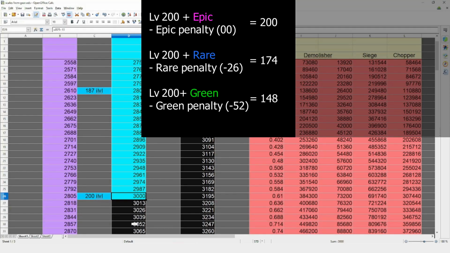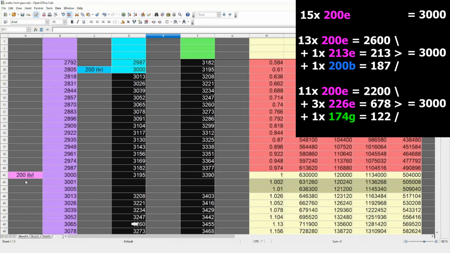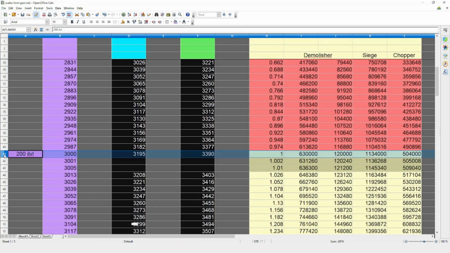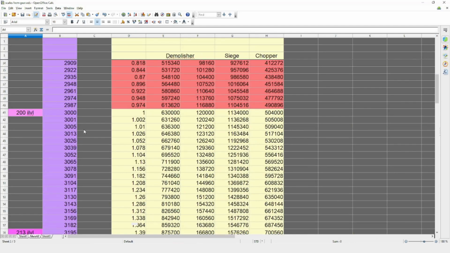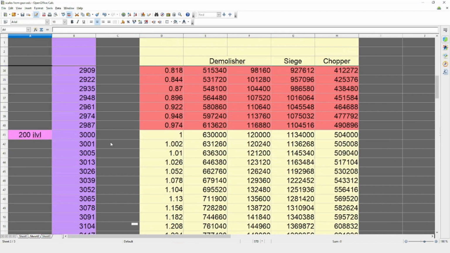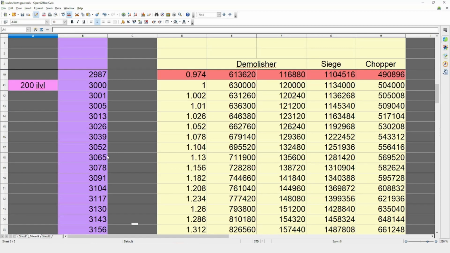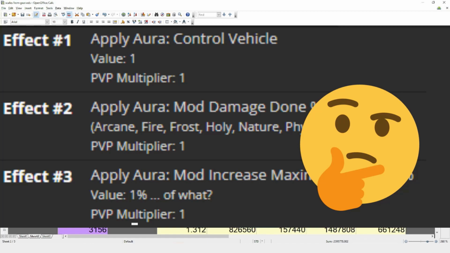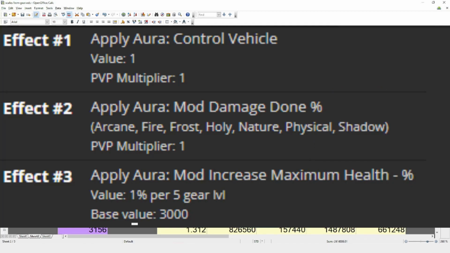If you were to replace a single 200 epic with a 200 blue, you would go down 2.6% or 13 points. If you were to somehow conjure a 200 green, you would go down 26 points or 5.2%. From this point forward, I'm no longer going to be mentioning the rares or the greens. This is all about the epics. So it is here where my journey ends and I have my answer. For every 1 point you go up in item level with all epics, you go up 0.2%. So the answer to "Ride Vehicle scales with gear" of 1% is: every 5 item level equates to a 1% increase of health and damage.